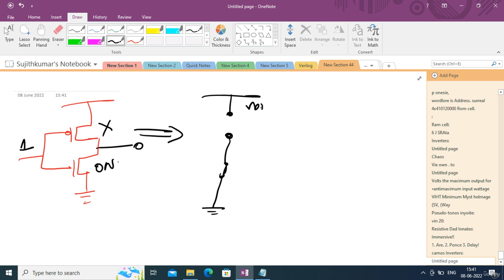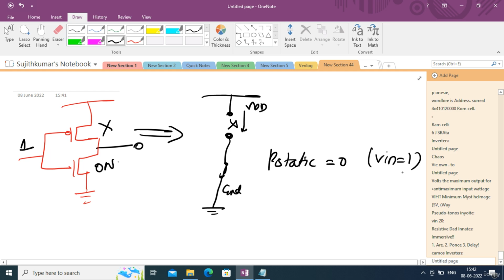So there is no path between VDD and ground. There is no closed path. As you can see, it is open here. So static power consumption will be 0 when the input is equal to 1. Understand that when the input is equal to 1, the PMOS is off, so it forms an open circuit. So there is no current that can flow from VDD to the ground, so the static power consumption is 0 when you apply 1. That you have to understand.